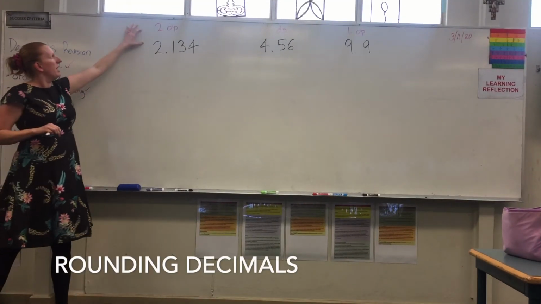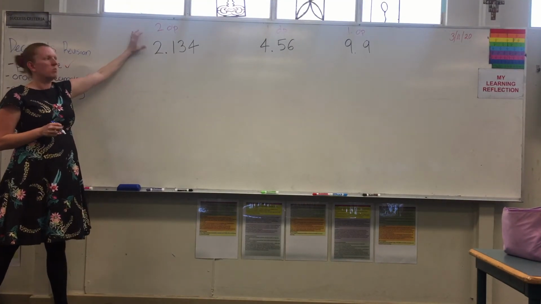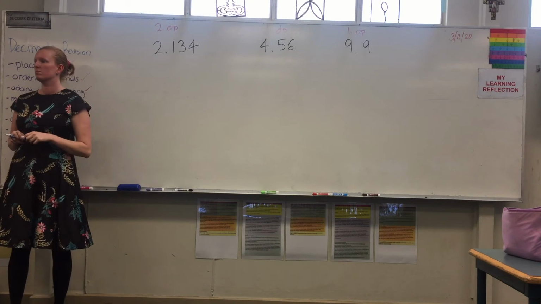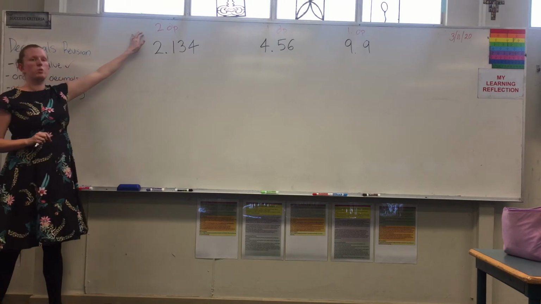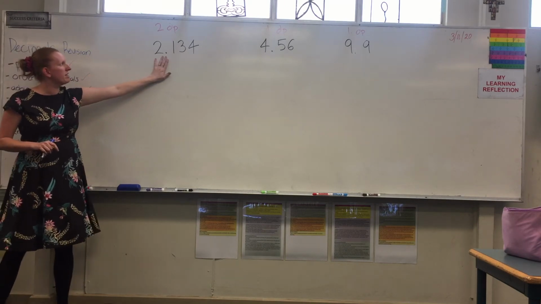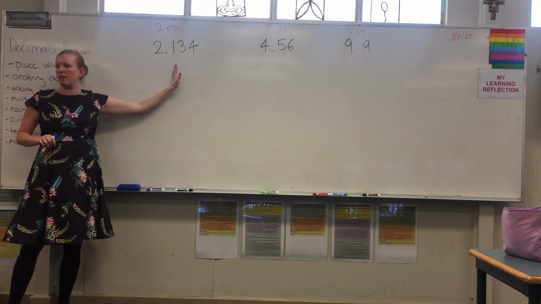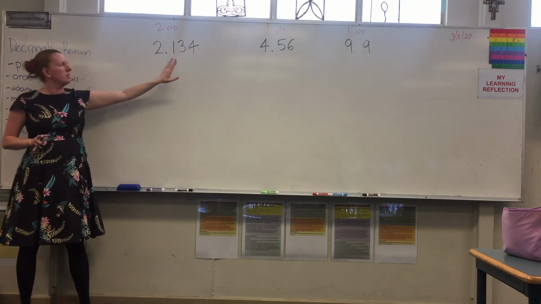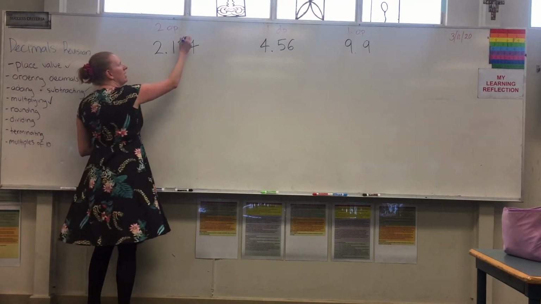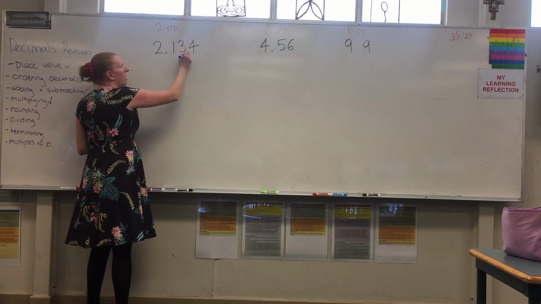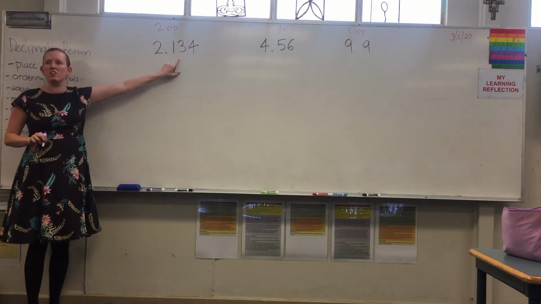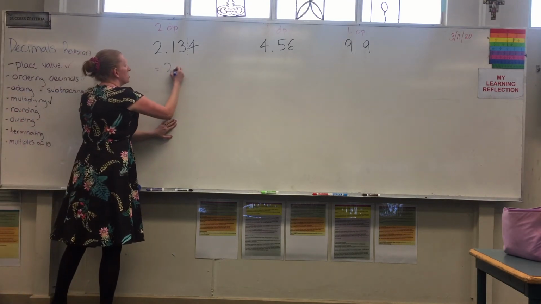Alright, so next up, it tells me in my question that I need to round these decimals. I have to round this to 2 decimal places. What that means is at the moment, this number has how many decimal places? 3. But I only want it to have 2 at the end. So I want to drop 1 off. So I want to cut this here after 2 decimal places. Does my 4 round up or down? Down. Great. So does my 3 change? No. So this becomes 2.13.